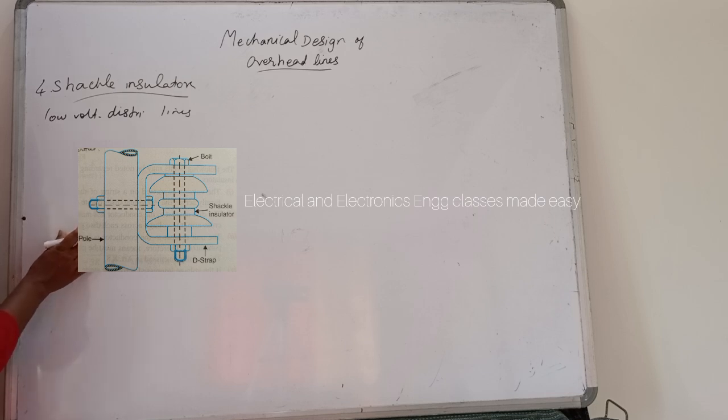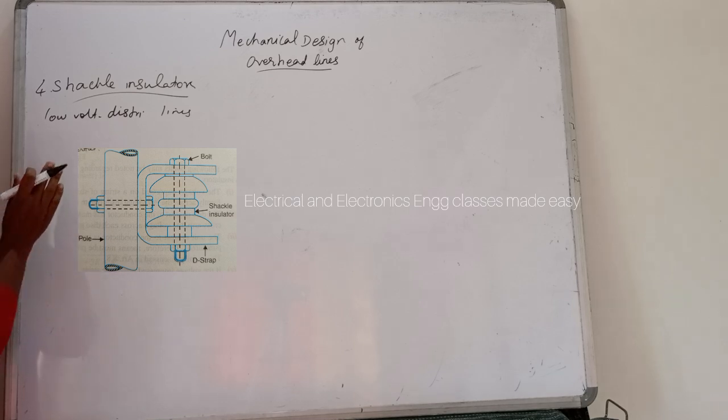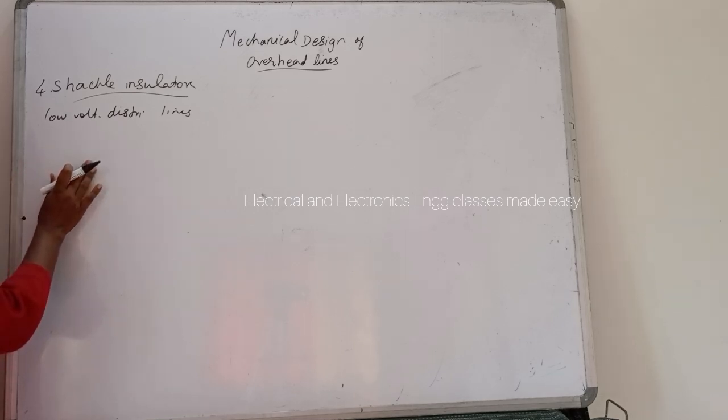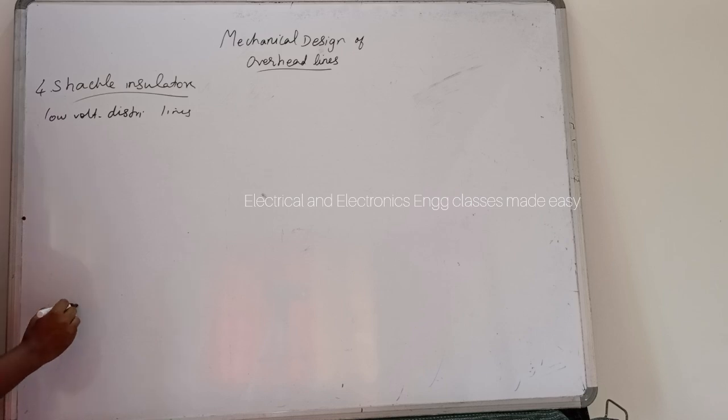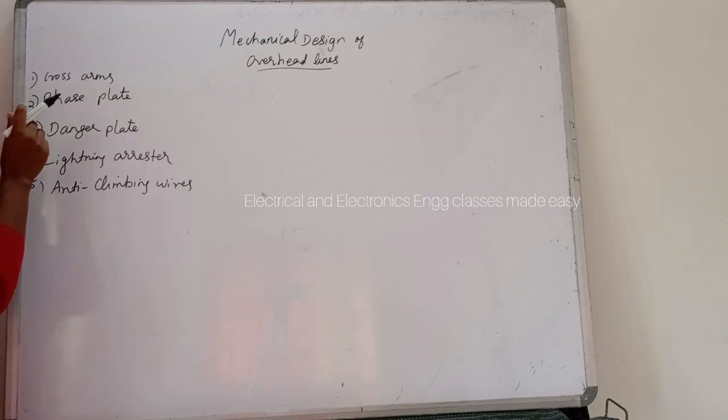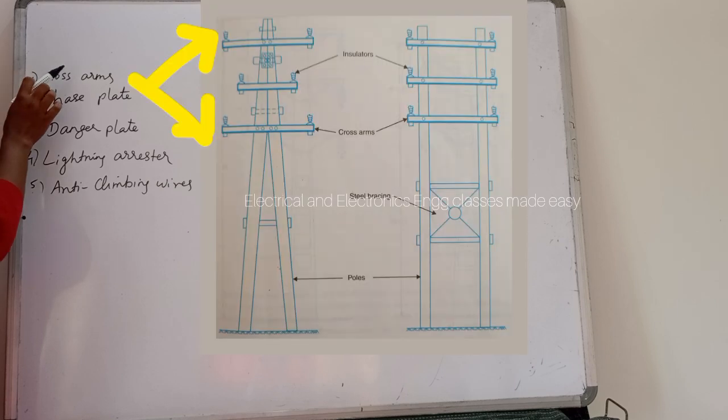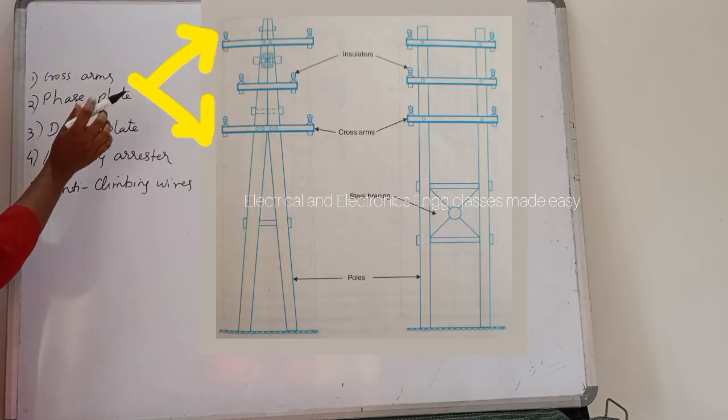So here the shackle insulator is fixed to the pole. The conductor in the groove is fixed with a soft binding wire, and this is suitable up to 11 kV. So next is cross arms. So cross arms provide the support to the insulators.